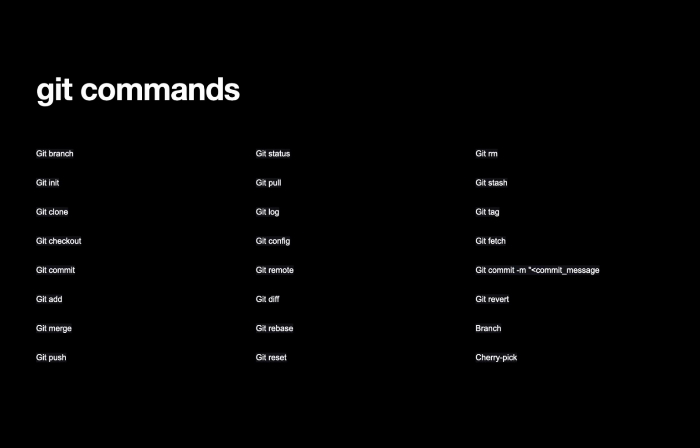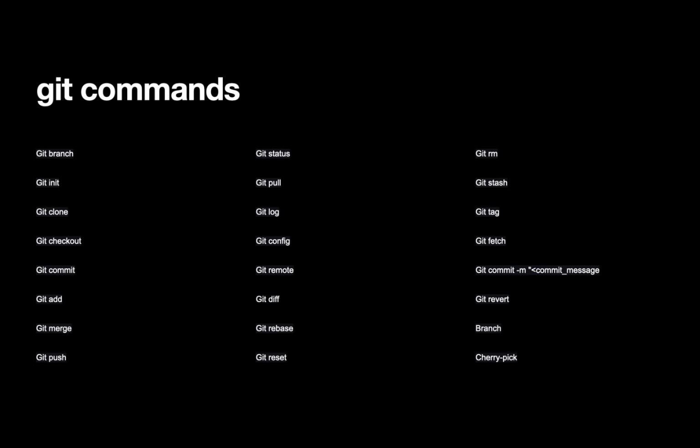Git merge. What does git merge do? It joins two or more development histories together. So far, so good. What about git stash? It stashes the changes in a dirty working directory away. You stash the changes away, git stash. Whereas git status shows the working tree status. It's a status report.